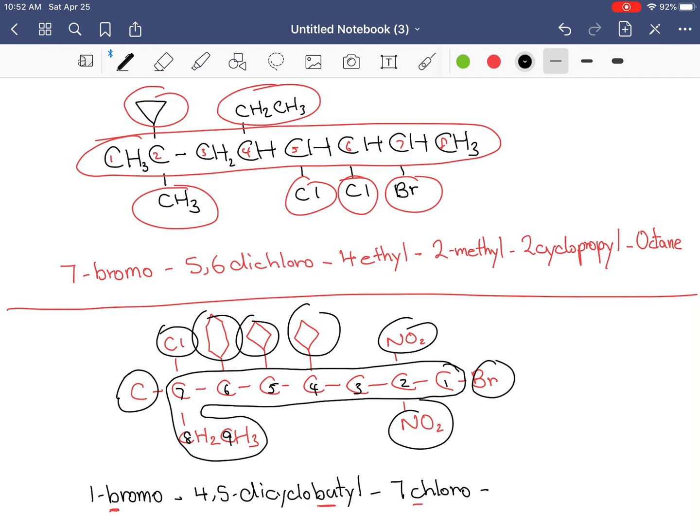And then you have 7 methyl. Okay. Oh wait, I'm seeing things. I'm so sorry. Not yet. 6 cyclohexyl. Okay, H comes first. Then you have 7 methyl. Okay, and then 2,2 dinitro nonane. Oh, I tripped myself up a couple of times here.